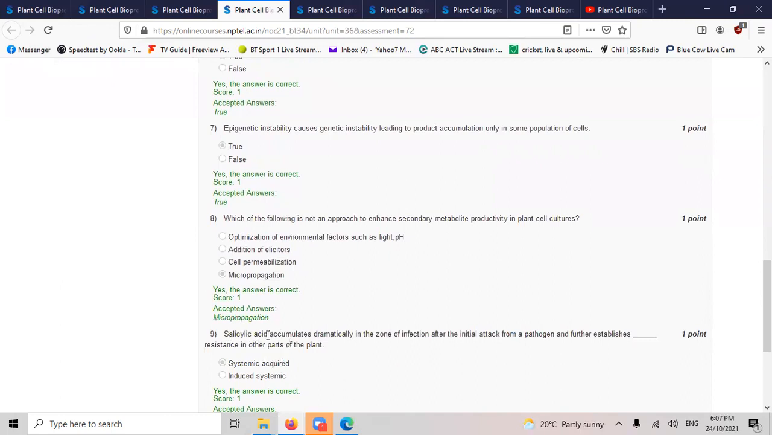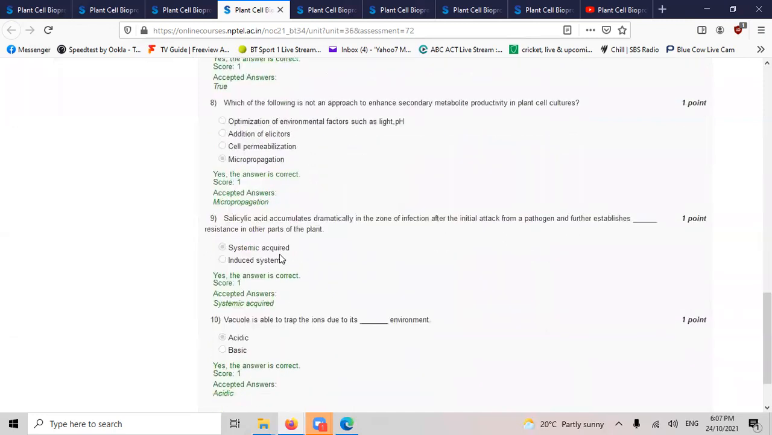Salicylic acid, one of the plant hormones, accumulates dramatically in the zone of infection after the initial attack. This sounds pretty right. It's systemic, systemically acquired. And the vacuole is very acidic. The vacuole is able to trap the ions due to its acidic environment.